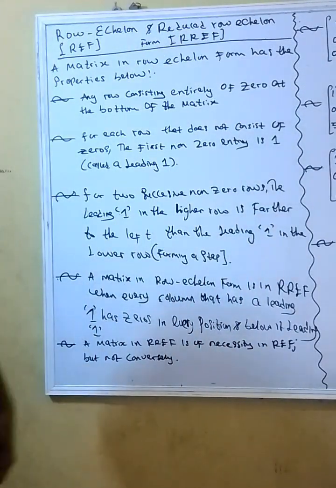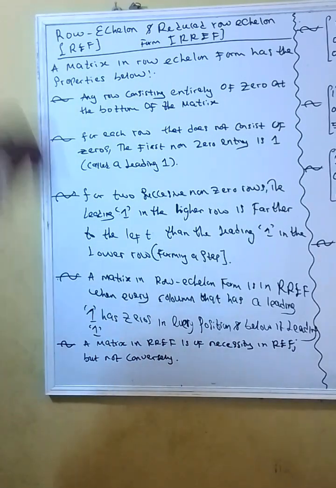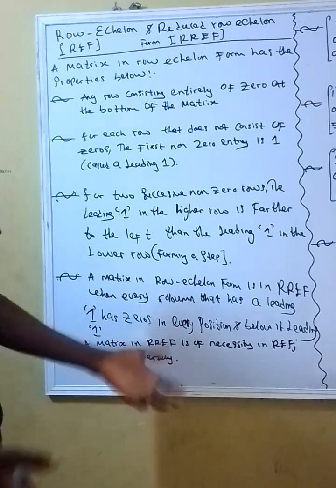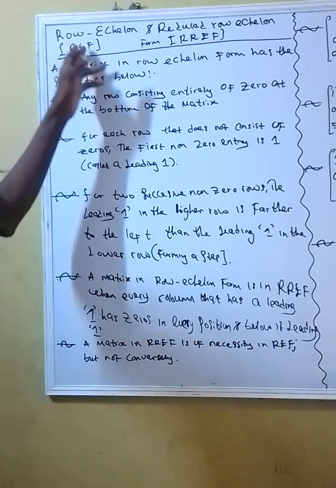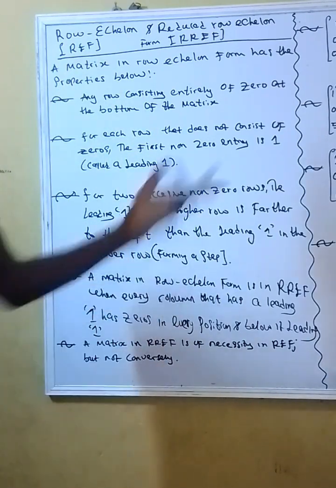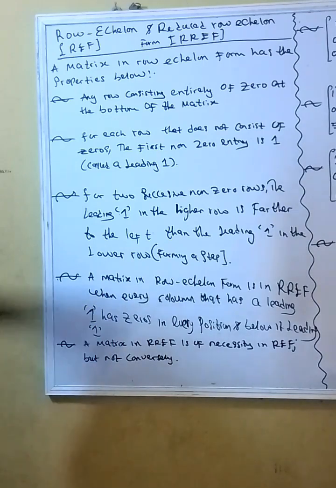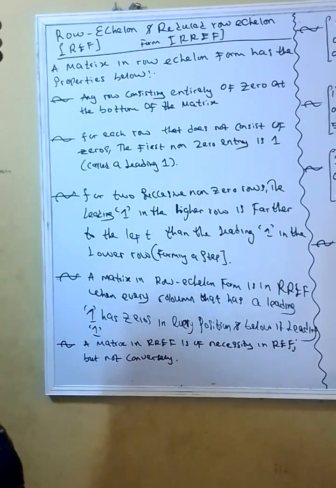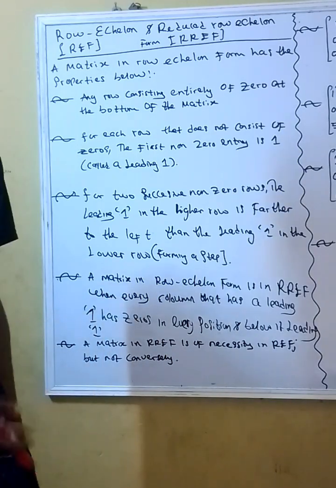So I'll be talking about row echelon form and reduced row echelon form. These two actually focus on just two certain things. REF is the short form for Gaussian elimination. RREF is the short form for what? For the Gauss-Jordan elimination method. So how does this actually operate?